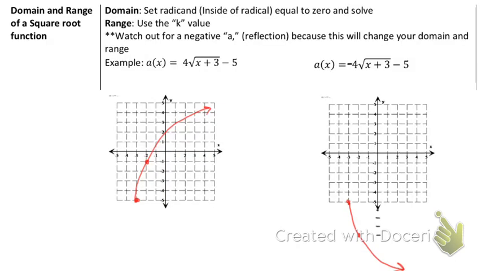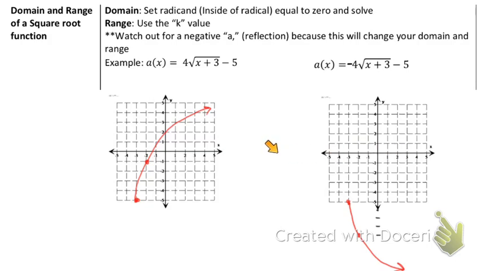So before we get into graphing, I want to talk about the domain and range of square root functions. What I've done here is we have two functions. Here's the first one, I've graphed it for you. And here's the second one, I've graphed it for you. The only difference between these two functions is the A value. If you look, we have an A value of 4. This one has an A value of -4. So it causes a vertical flip or a reflection over the x-axis.